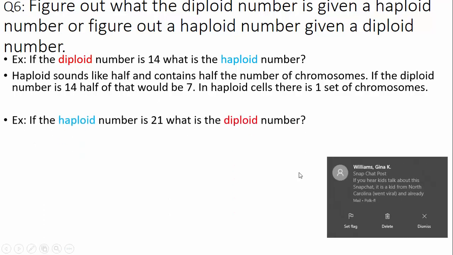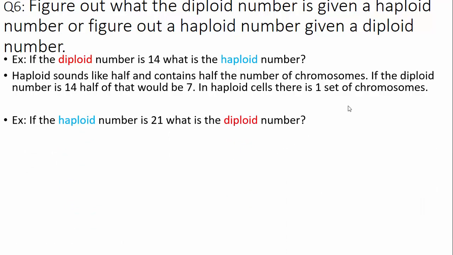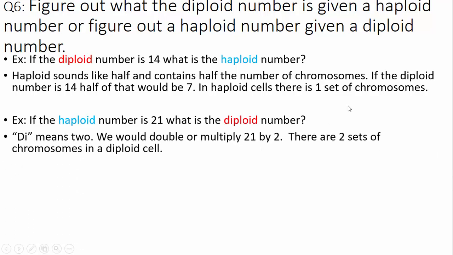Well, if the haploid number is 21, what is a diploid number? Well, di means 2. We would double or multiply 21 by 2. There are 2 sets of chromosomes in a diploid cell. 21 plus 21 is 42, or you could do 21 times 2.